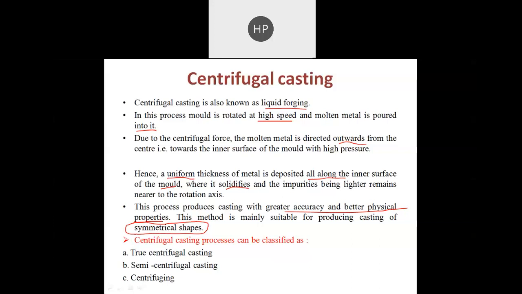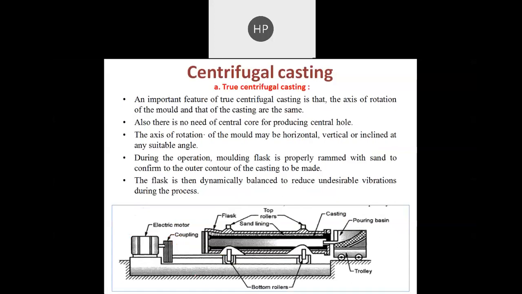Now, the centrifugal casting process is also classified into three different categories. First is true centrifugal casting, second is semi-centrifugal casting, and third is centrifuging. So one by one we are going to discuss all three types of centrifugal casting process. First, this one, it is the true centrifugal casting process.